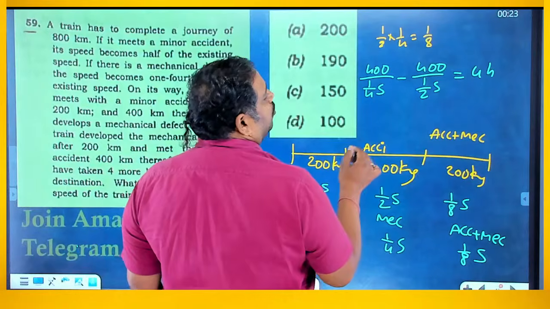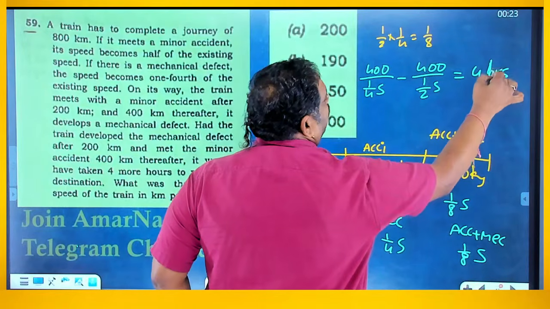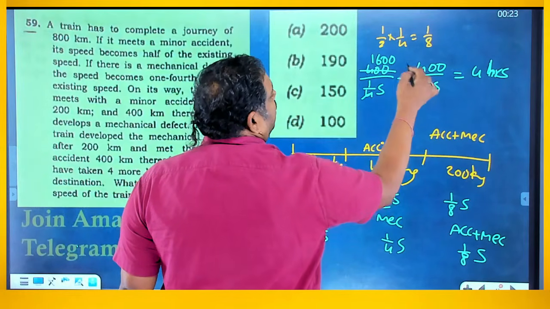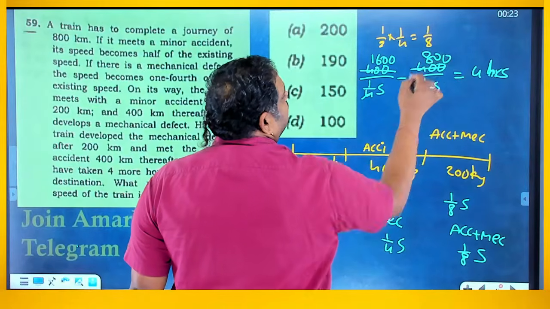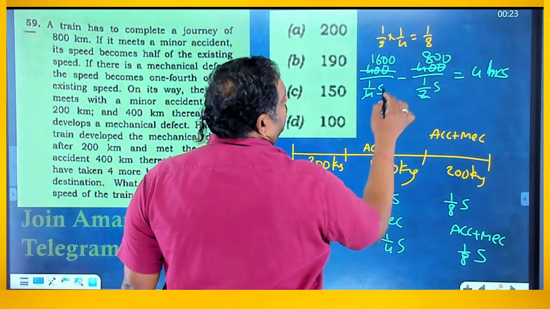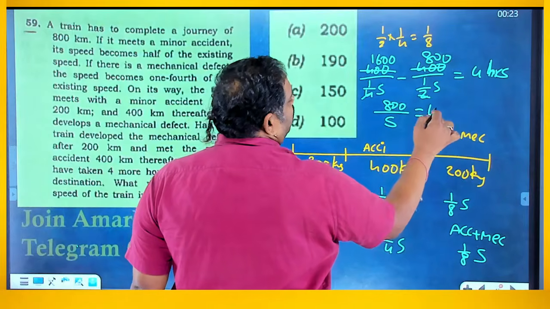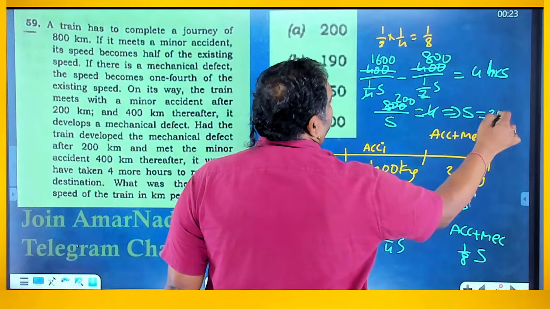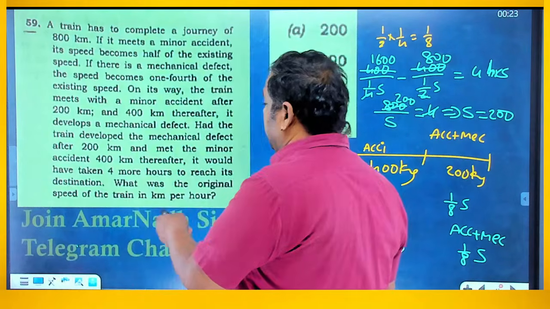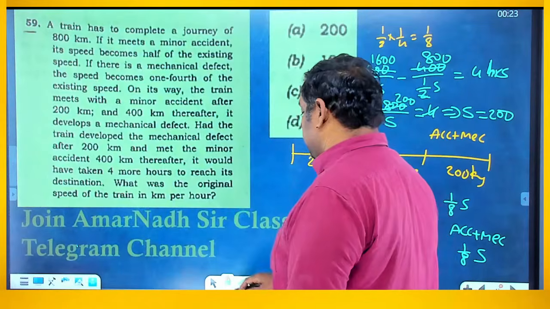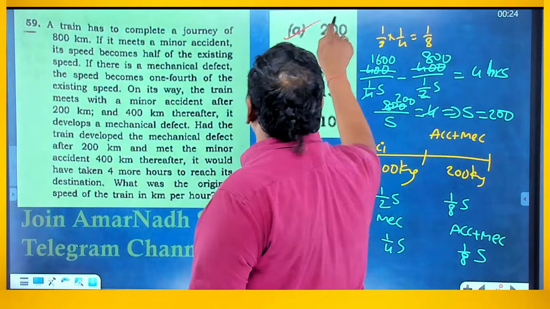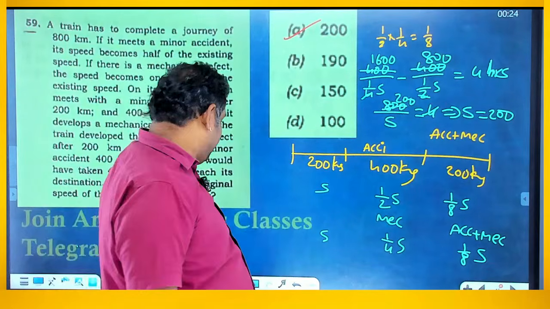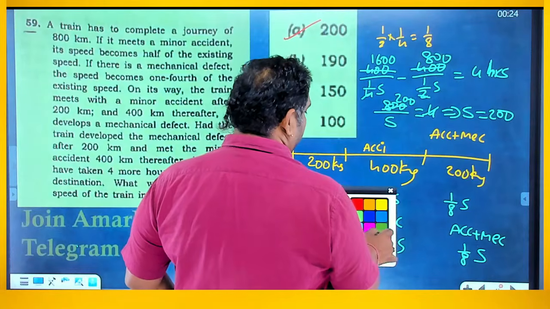Okay, now this is 4 hours, right? Now this 4 goes to the numerator, right? 400 into 4 is 1600. 2 goes to the numerator, right? It will be 800. Denominator is S, right? 1600 minus 800 is 800 by S is equal to 4. Okay, 4 ones, 4 200s. What is the original speed of the train? 200 kilometers per hour. He is asking that one only. What was the original speed of the train in kilometers per hour? So what's the answer here? 200 kilometers. Or else the same problem you can see in a different way. Okay, that is, observe.